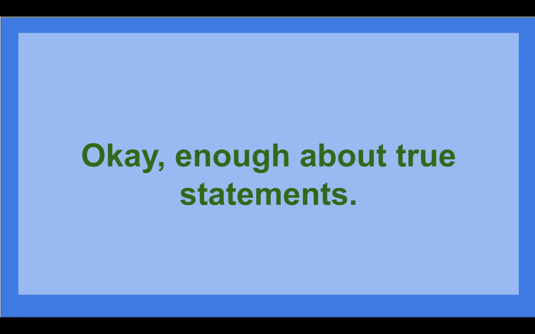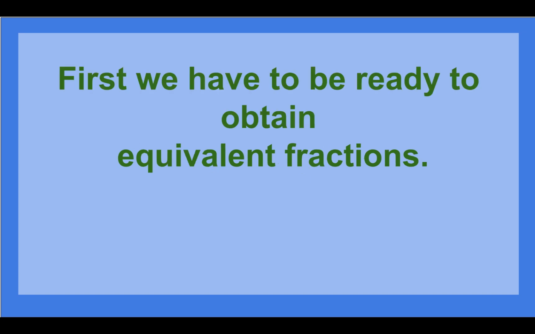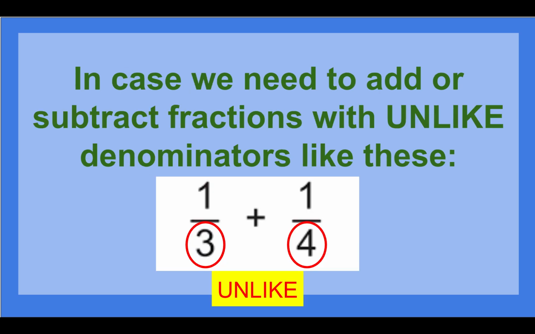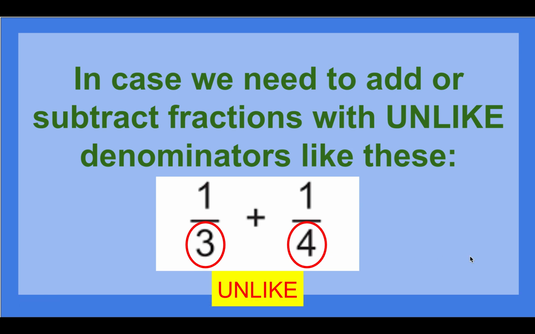Okay, enough about true statements. What about adding and subtracting fractions? We're getting to that. First, we have to be ready to obtain equivalent fractions, in case we need to add or subtract fractions with unlike denominators like these, 3 and 4. We see a 3 and a 4 in the denominator, and these are unlike fractions. They are not like each other. They are not the same, so they are unlike denominators.